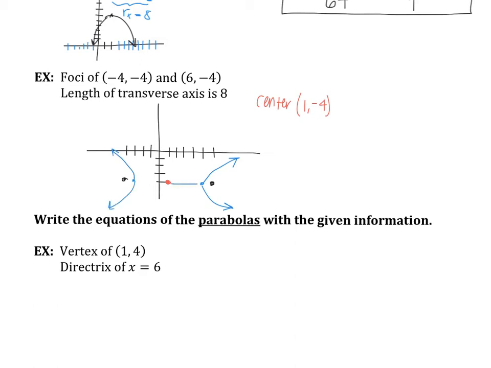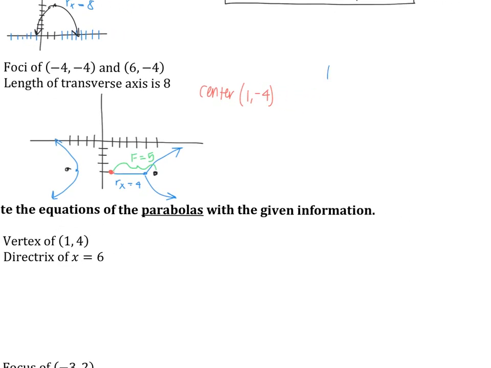Well, that tells me from here to here, my Rx is 4. Then I also know from here to here, that's my focus length. So my focus length is 5. Well, I'm going to start building my equation and see what I'm missing.